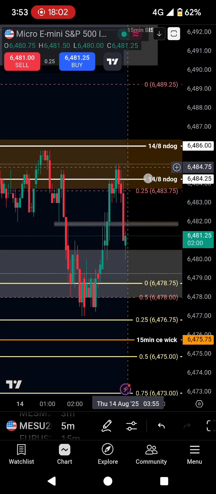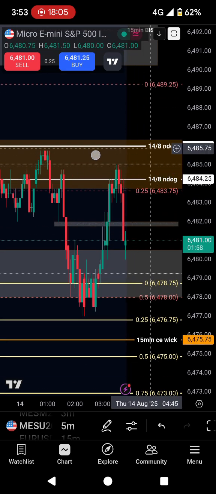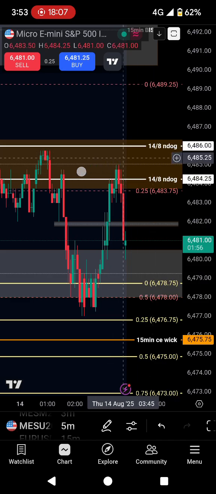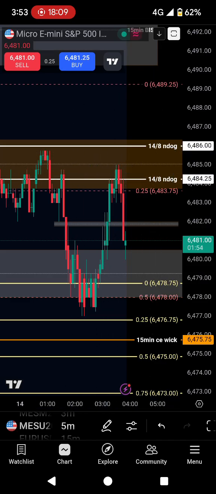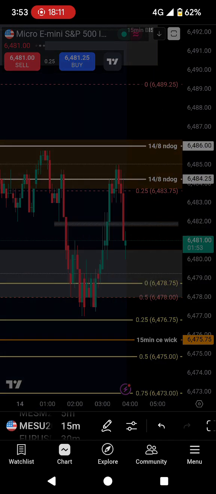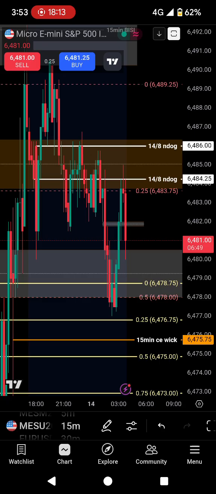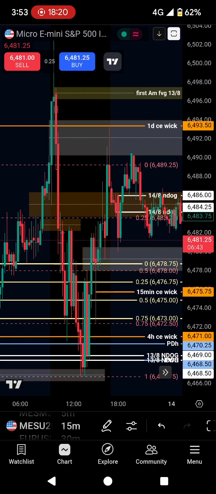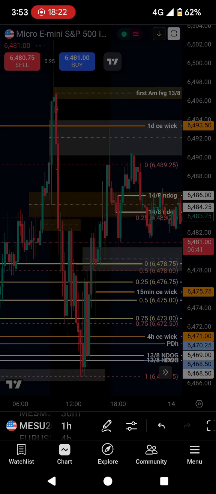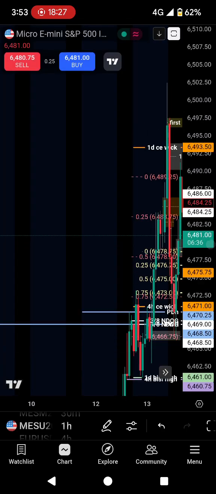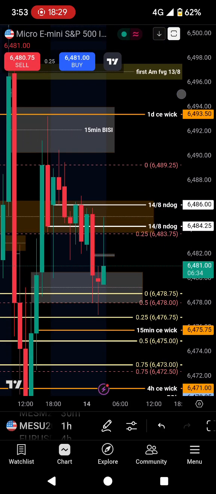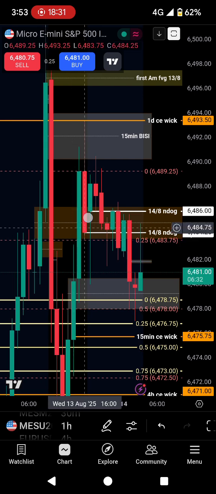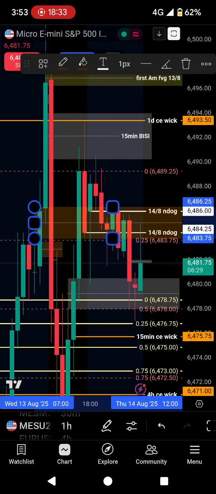Our buy side is cleared. Buy side cleared, respected in this CB, respected this 15 minute, also respected this 1 hour. Respected this 1 hour balance price range. I better draw it first.